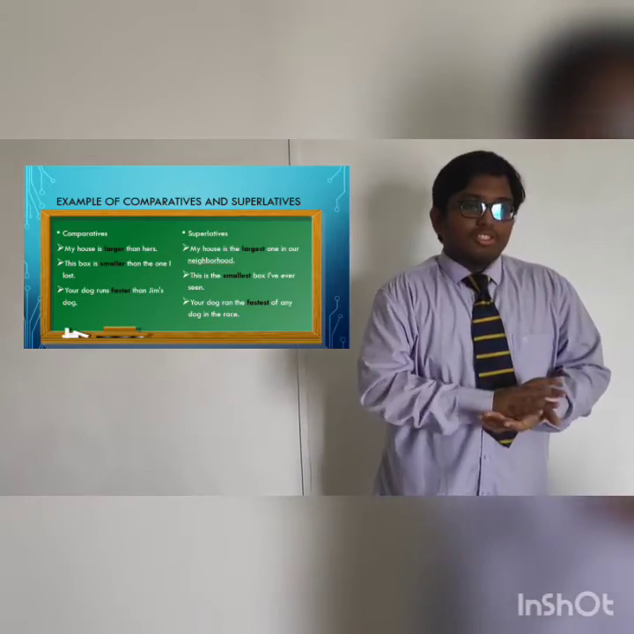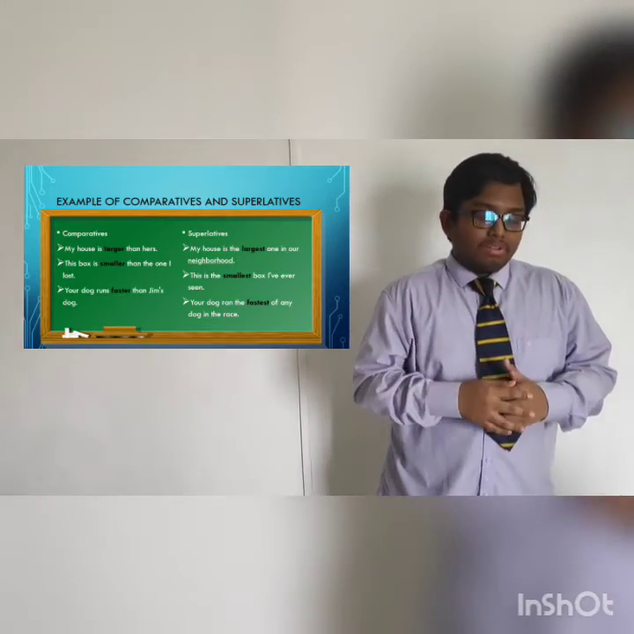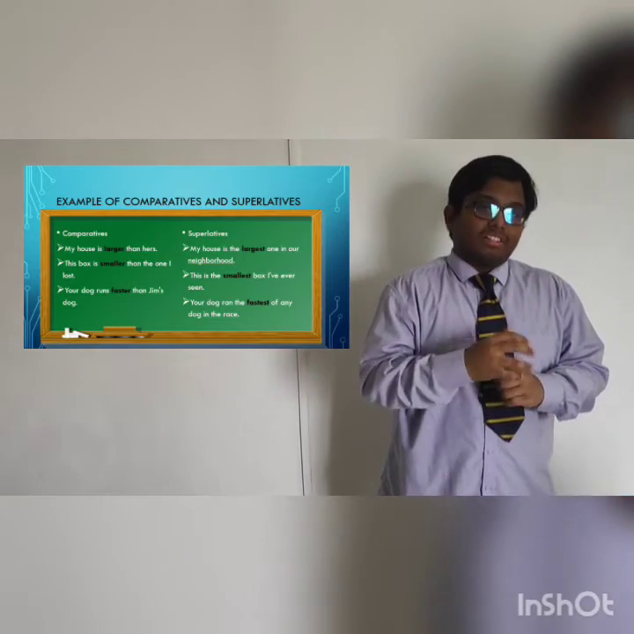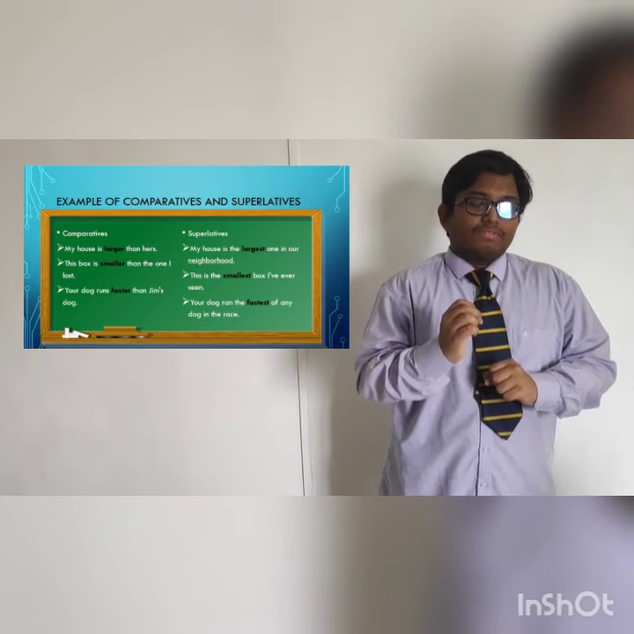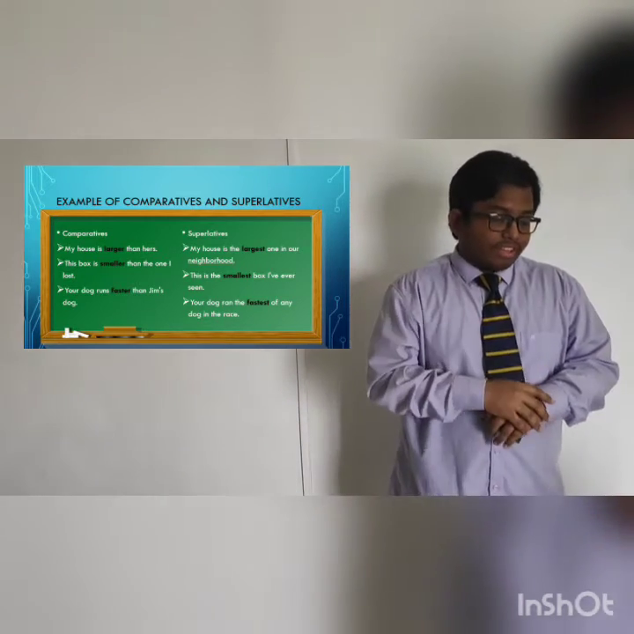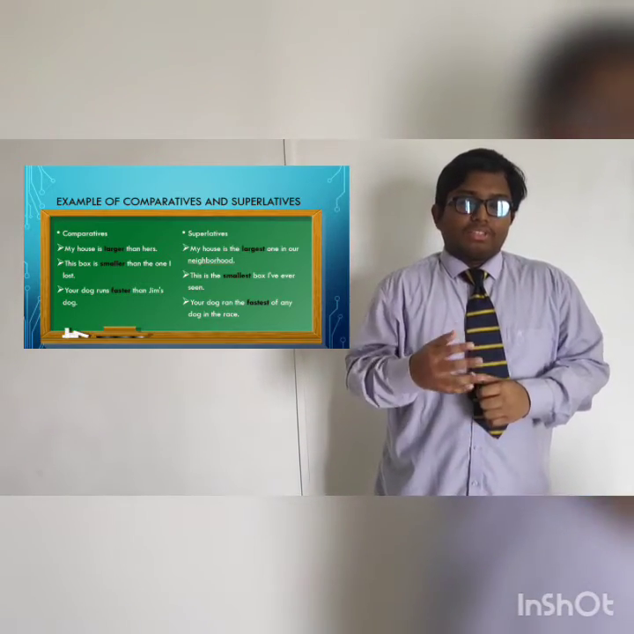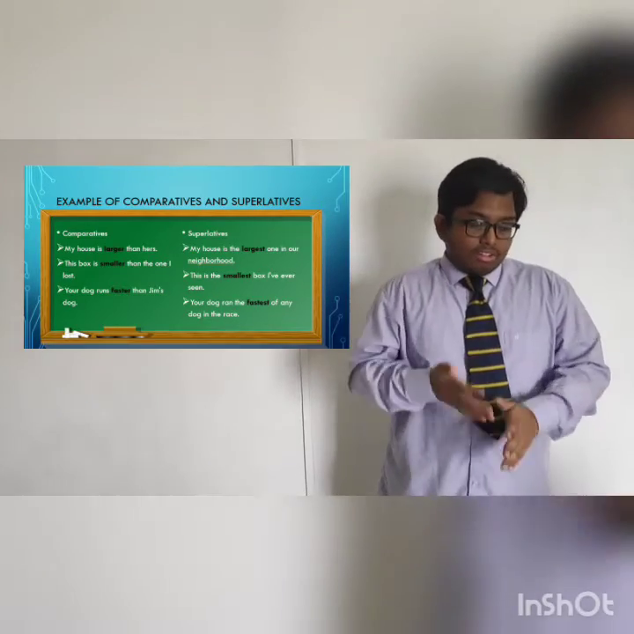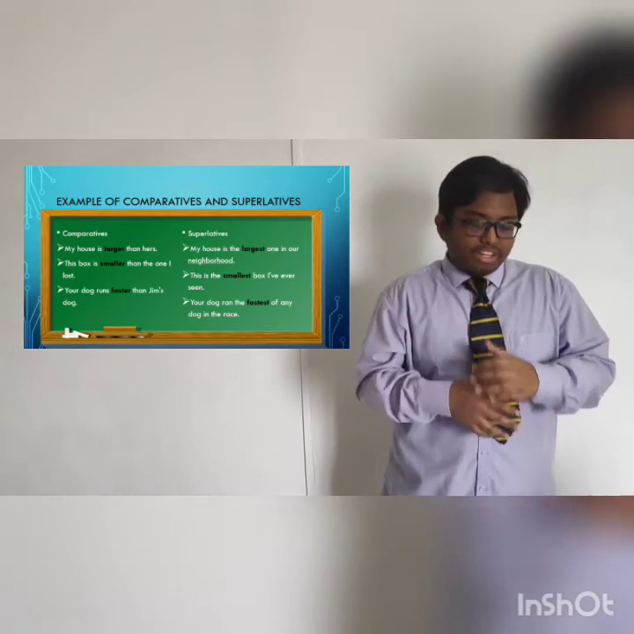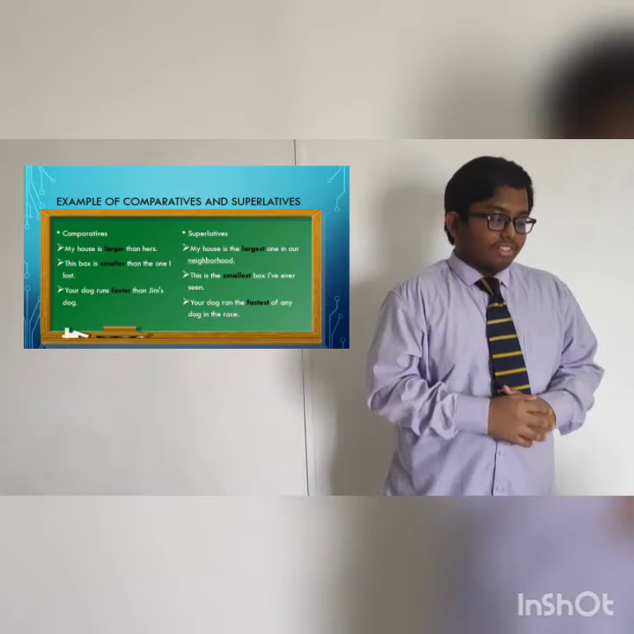Very good. So as for superlative, the example that I prepared for you class is: my house is the largest one in our neighborhood. Can you guess what the superlative in the sentence is? The largest. Okay, very good. As for number 2, this is the smallest box I have ever seen. The superlative is the smallest. As for example number 3, your dog ran the fastest of any dog in the race. So the superlative over there is the fastest. Very good. So I hope you can understand so far.